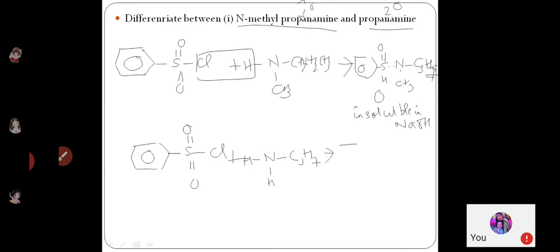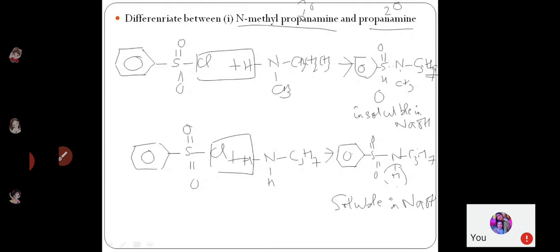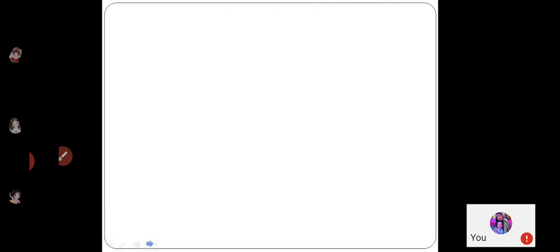Your benzene, then S double bond O, double bond O. The sulfur will form a bond with nitrogen. So N, then H, C3H7. Now, since this nitrogen has one hydrogen, it is soluble in alkali. So this is how you have to write. Soluble or insoluble is the main observation. Underline it, highlight it. If you have not understood, please let me know.